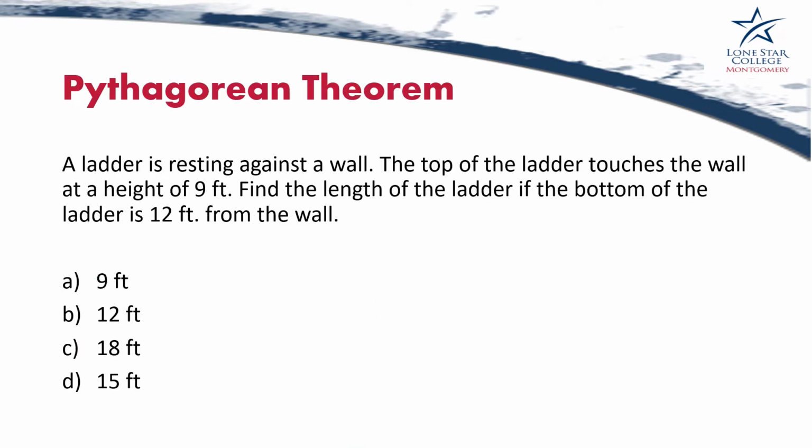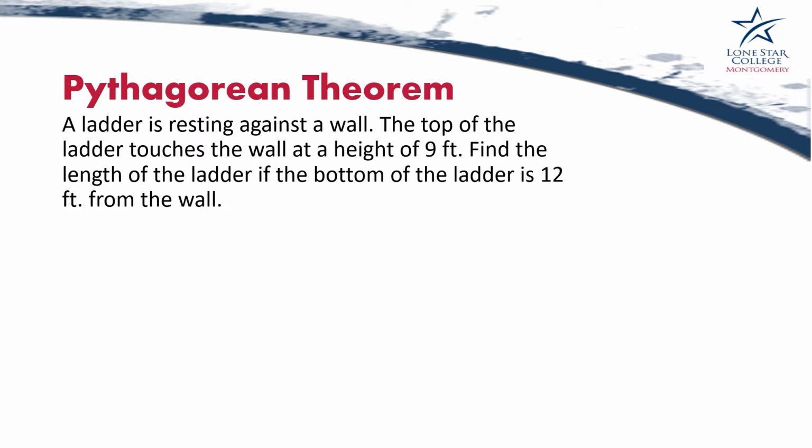Okay, moving on with a different one, this time involving the Pythagorean theorem, and you'll see in a minute why it is a Pythagorean theorem. A ladder is resting against the wall. The top of the ladder touches the wall at a height of 9 feet. Find the length of the ladder if the bottom of the ladder is 12 feet from the wall.